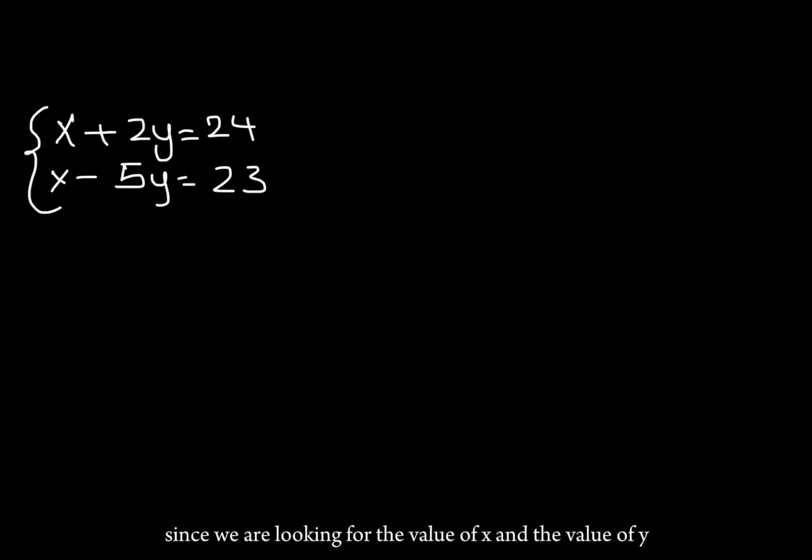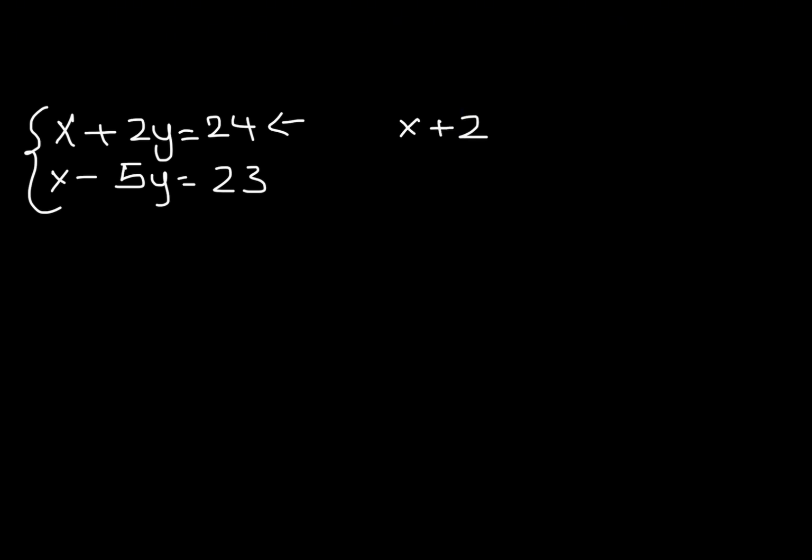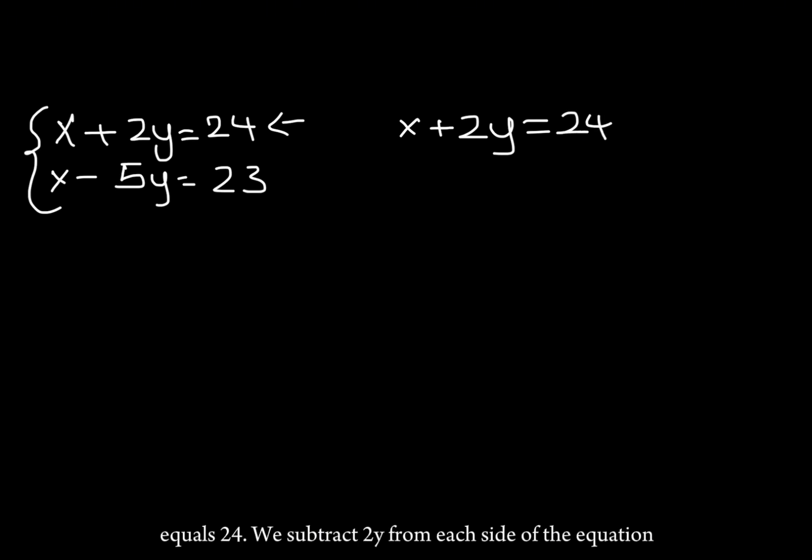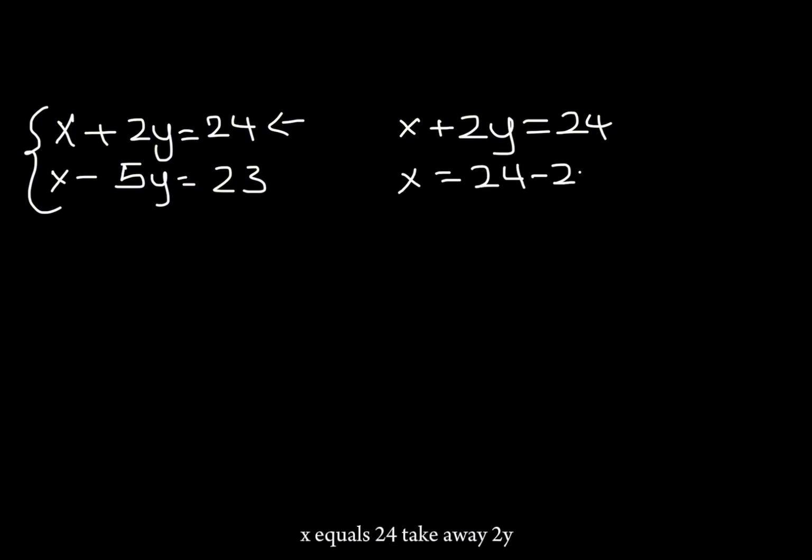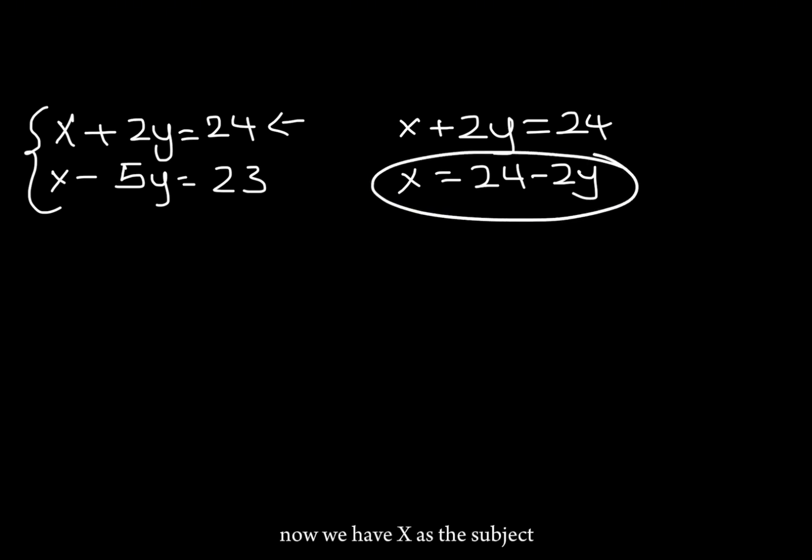Since we are looking for the value of x and the value of y, we need to start by making one of these values the subject of the equation. Let's start by making x the subject of this equation. Let's rewrite the first equation here. x plus 2y equals 24. We subtract 2y from each side of the equation. x equals 24, take away 2y. Now we have x as the subject.